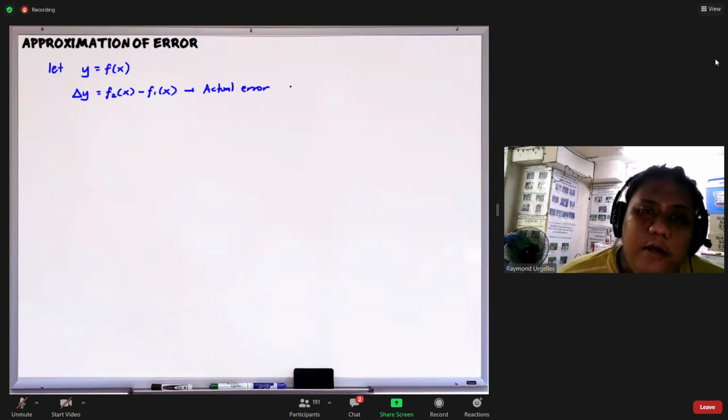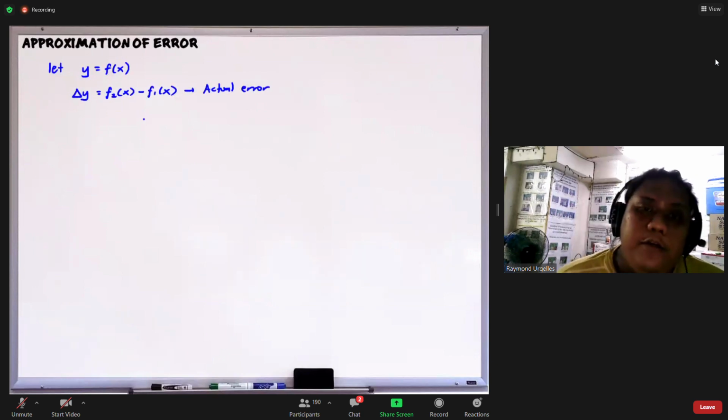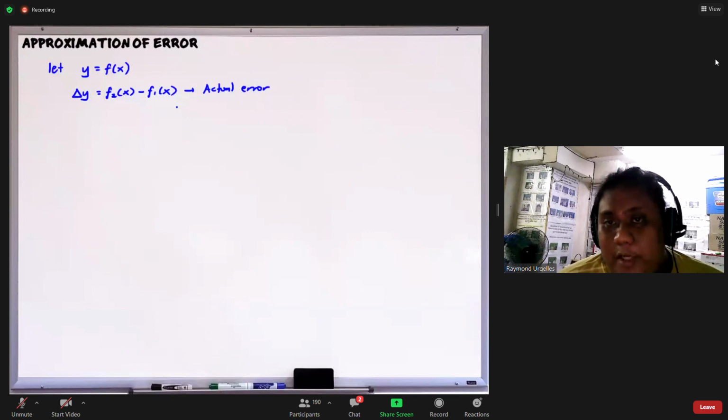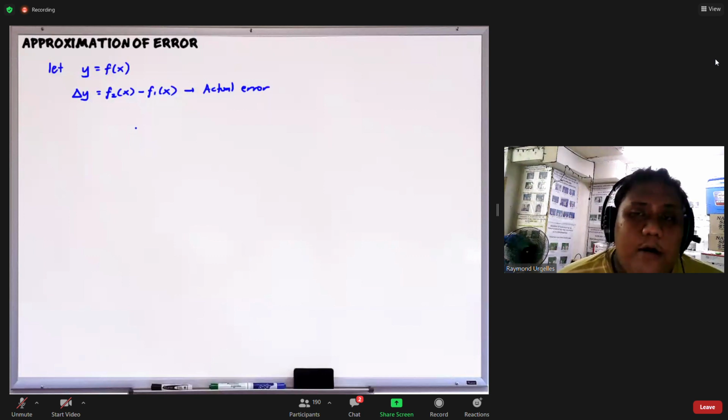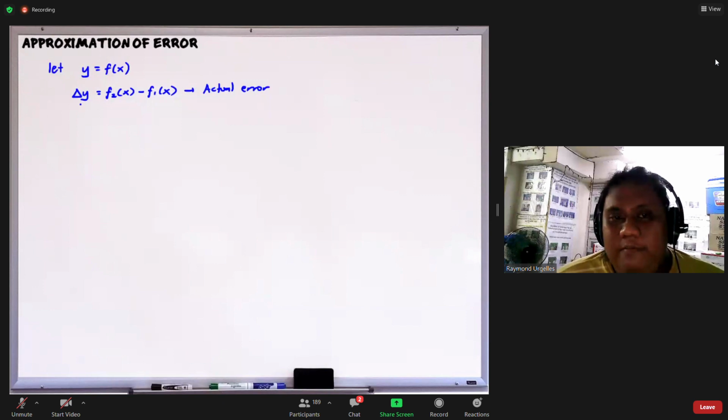Pero syempre, in most cases, especially kung complicated yung equation natin, hindi natin to kayang i-solve manually, or hindi natin siya masosolve ng basta-basta. Kaya kadalasan, pagdating sa mga complicated na equation, we estimate the error, or ina-approximate lang natin siya. To approximate them, we just make yung delta y natin very small. Yung delta y, i-approach natin siya kay dy. As delta y approaches 0, it becomes dy.